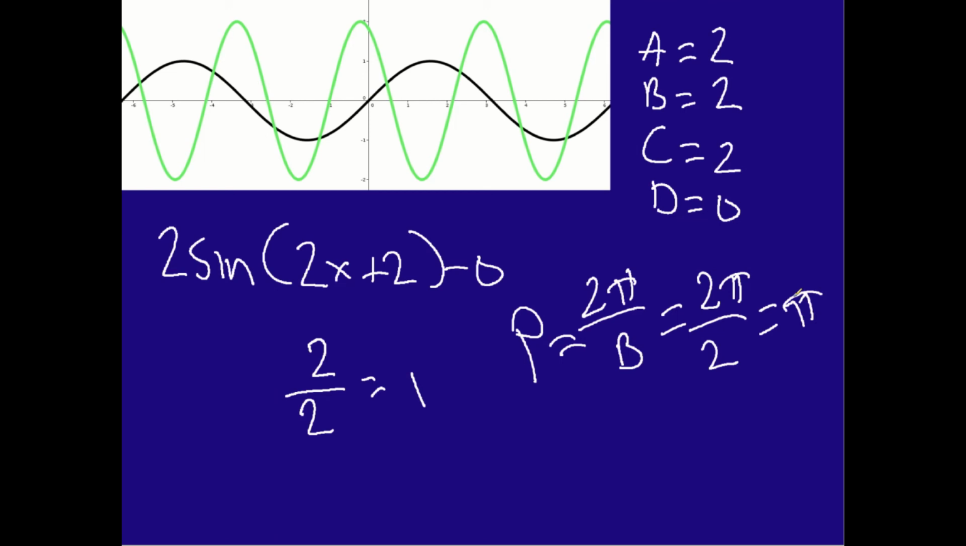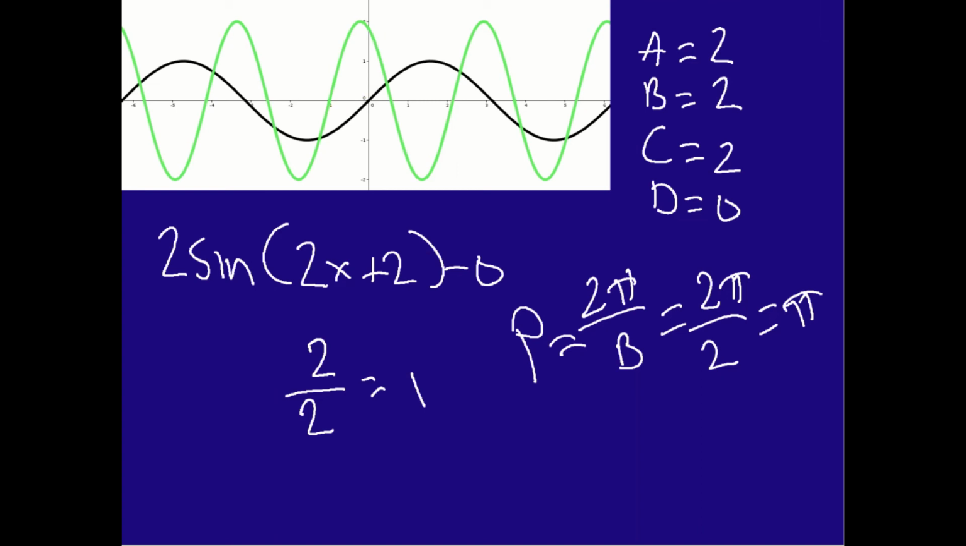Now, when the b value is greater than 1, it compresses things. It stretches things. Yeah, it stretches things. So you can see here how it stretches up to 2. I'm sorry, what am I talking about? Wait. Hold on.